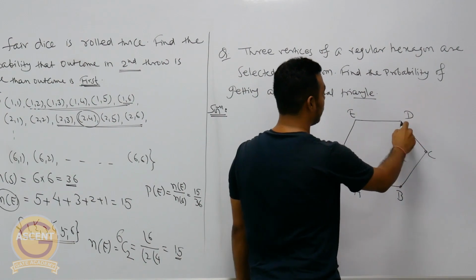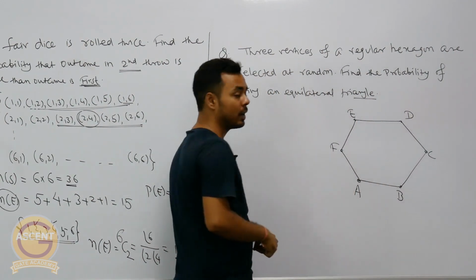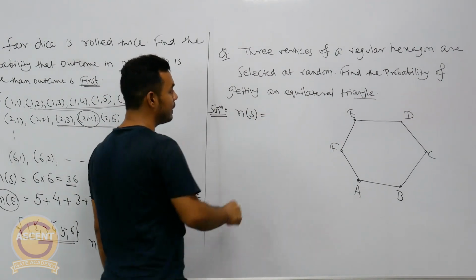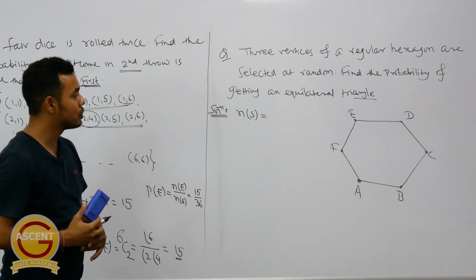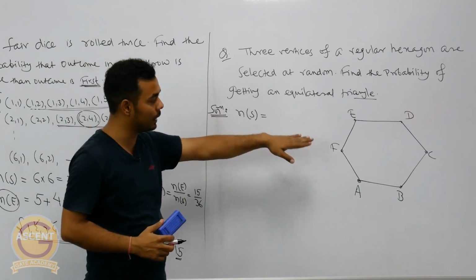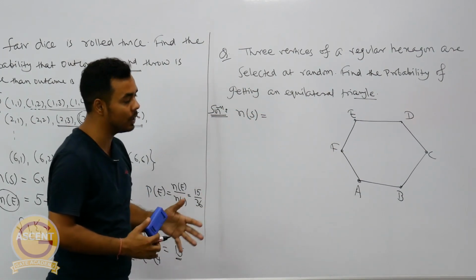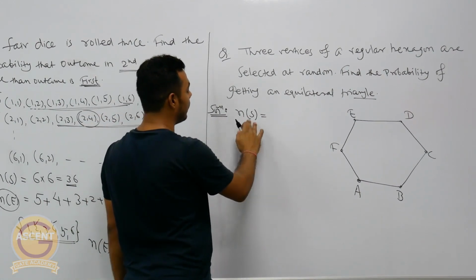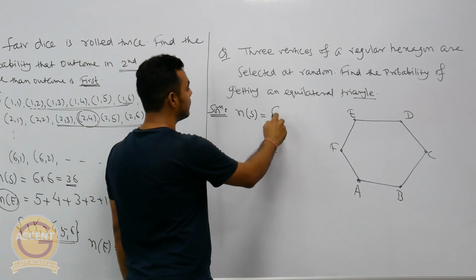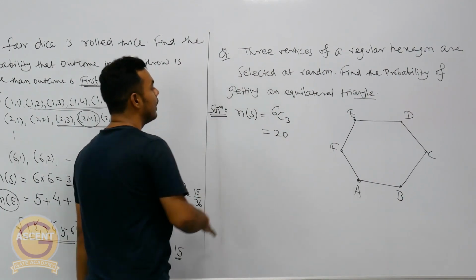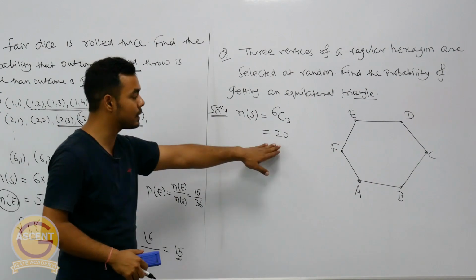Now first we have to find how many different triangles are possible. So the number of elements in the sample space will be simply the number of triangles. Total there are 6 points, and for a triangle we have to select any 3 out of these 6 points, and corresponding to each selection we will get one triangle. So the number of possible triangles, which is the number of elements in the sample space, will be simply 6C3. 6C3 is 20. So total 20 triangles are possible.